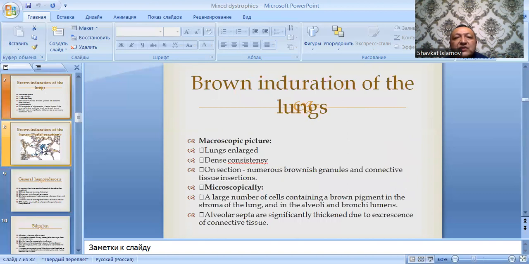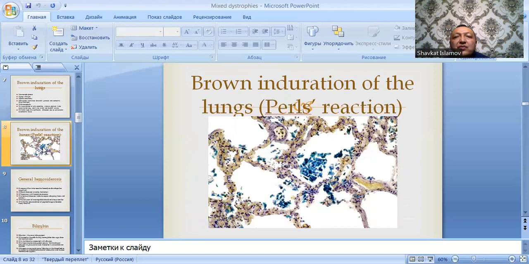Brown induration of the lungs, macroscopic picture. Lungs are enlarged; on the cut section there are numerous brownish granules and connective tissue. Microscopically, a large number of cells contain brown pigment in the stroma of the lung and in the alveolar and bronchial lumens. Alveolar septa are thickened due to overgrowth of connective tissue. Brown induration of the lungs, Perls reaction.